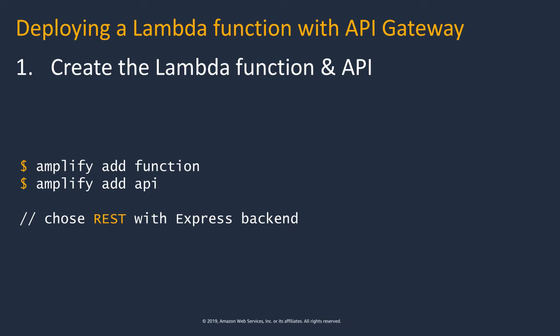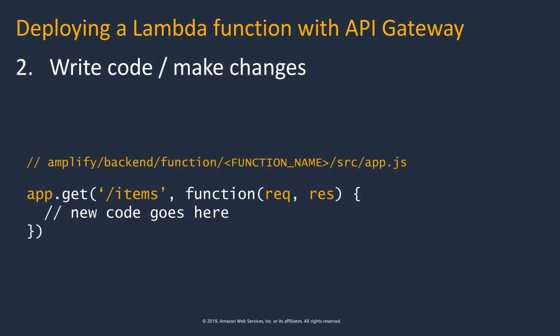We need to add a function, so we'll run amplify add function. And then we want to run amplify add api to create the actual HTTP endpoint. After we've created the API, we can then update the code for the Lambda function. So we might have a .get, .post, .put, different endpoints like that that we want to work with. For instance, we have this app.get with a path of /items. This is where our Lambda function code would go.